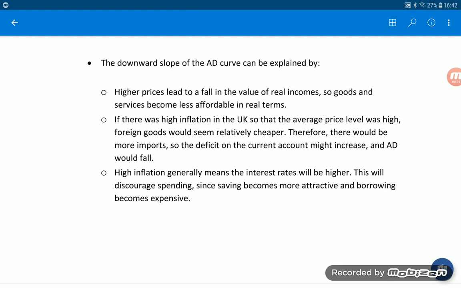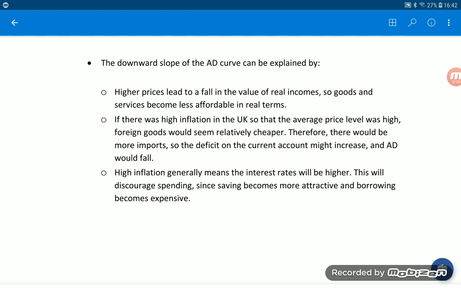So the first reason the aggregate demand curve slopes is because higher prices lead to a fall in the value of real income. So in other words, if prices are higher, this takes up a larger proportion of our income, so we consume less. And as consumption is a key component of aggregate demand, there's going to be less aggregate demand. Conversely, if prices are low, this takes up a smaller percentage of our income, so we will consume more.